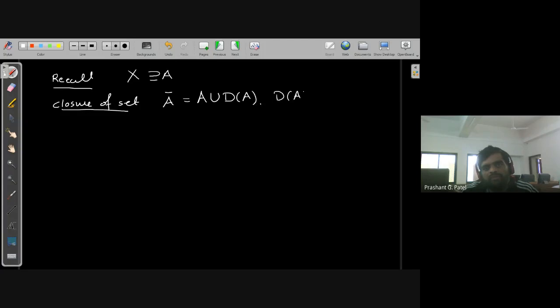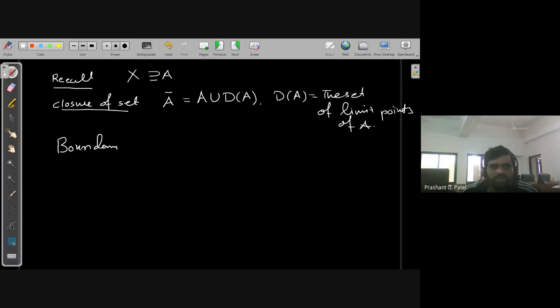What is D of A? D of A is the set of all limit points of A. So this is the definition of the closure of a set, and we have seen some examples related to it. Then we discussed the boundary points, or the boundary of a set. The boundary of a set is the set of all boundary points. It's denoted by boundary or Bdr of A.